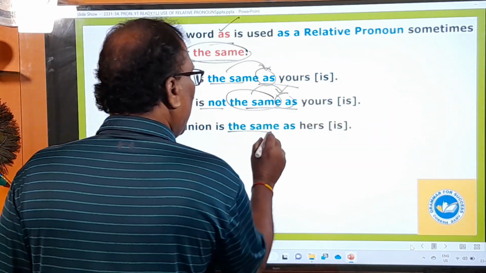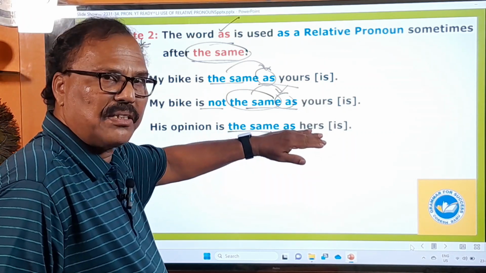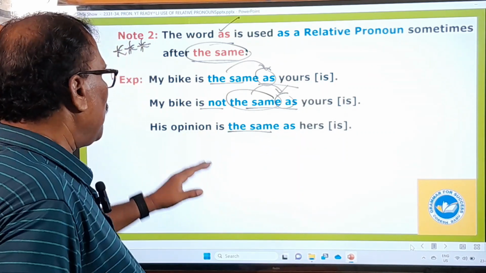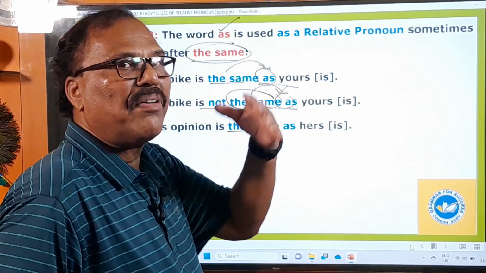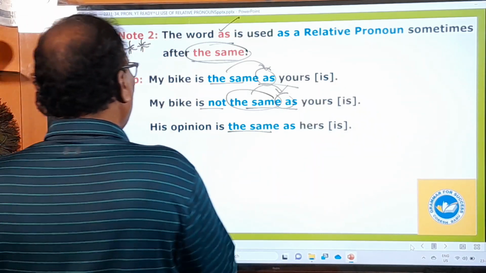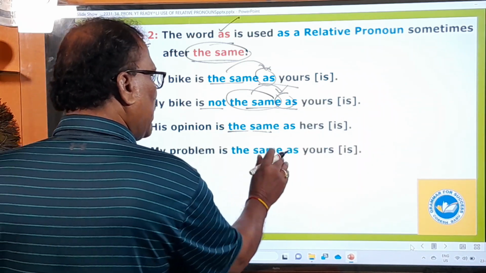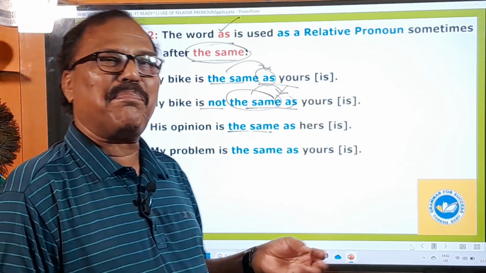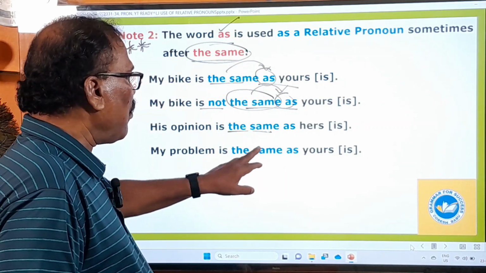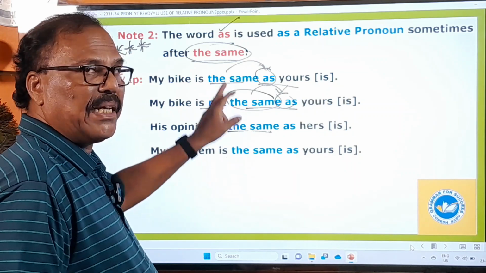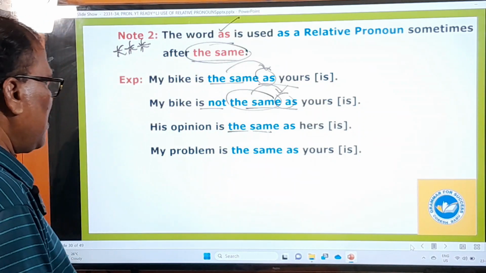His opinion is the same as hers. That means the opinion of this man and the opinion of this woman are the same. So his opinion is the same as hers, meaning as her opinion. The opinion of both of them is the same. My problem is the same as yours. Don't say simply same as yours. Before same, we must always use the definite article: the same as yours.